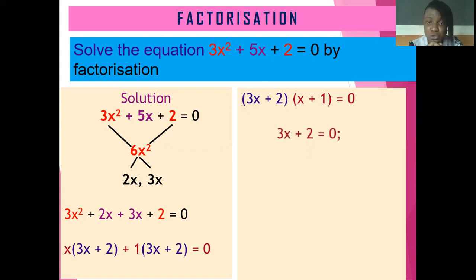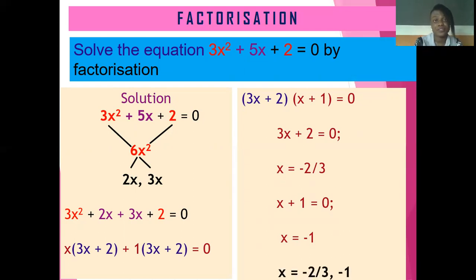So 3x plus 2 equals to 0. And then x, if you take 2 to the other side, it becomes minus 2. Divide both sides by 3, so x equals to minus 2 over 3. And then x plus 1 equals 0. You take 1 to the other side, it becomes minus, and then x equals minus 1. So if you're going to write this out, you should write x equals to minus 2 over 3, comma, minus 1. That's your answer, your final answer.